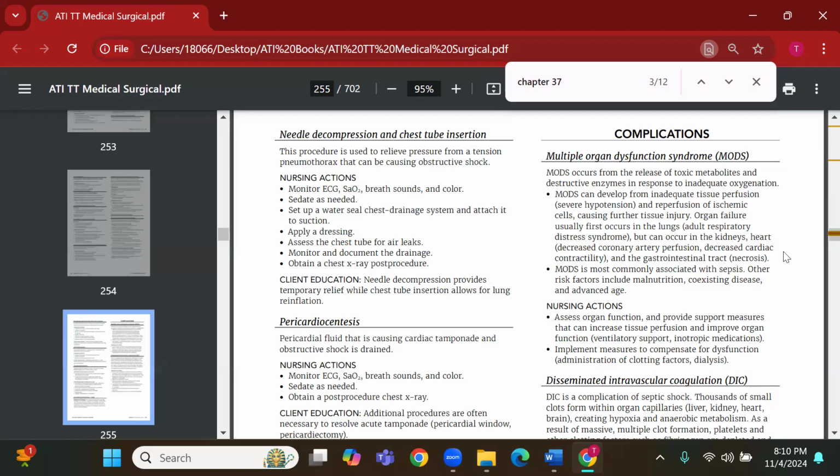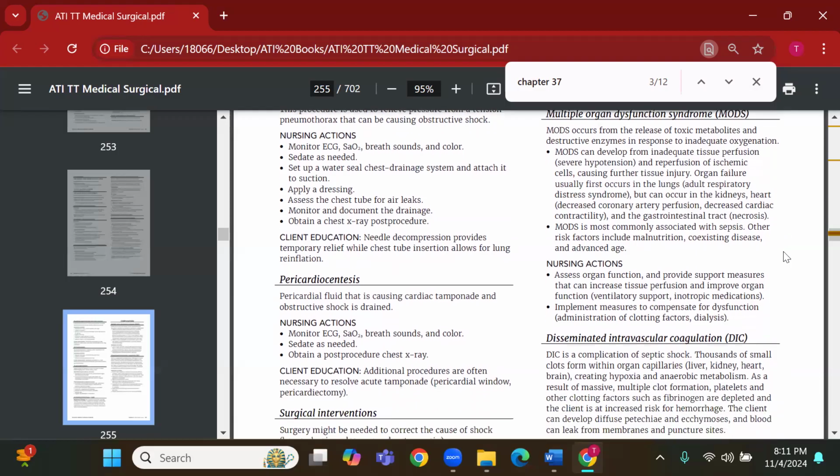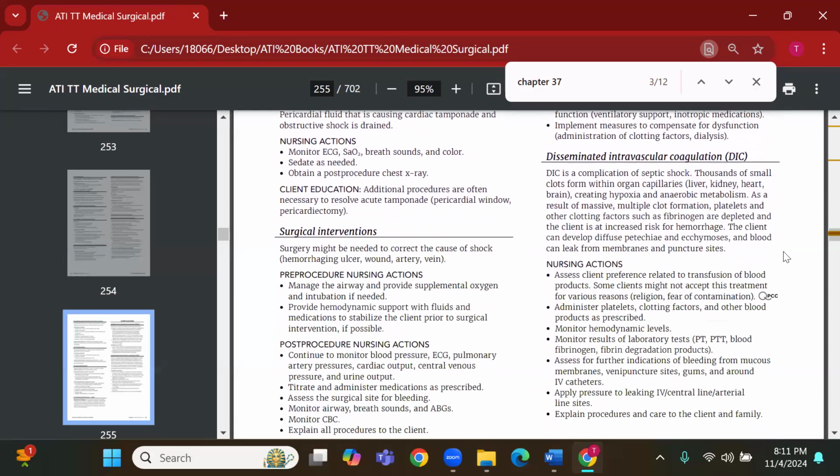All right. So assess organ function. Remember I showed you that little Q-SOFA scale and whatever. You don't have to know all that, but there are ways to assess it and assess organ function and provide support measures. That's what we're going to do. And then let's look at DIC. Okay. DIC is a complication of septic shock. Let's read what this says.